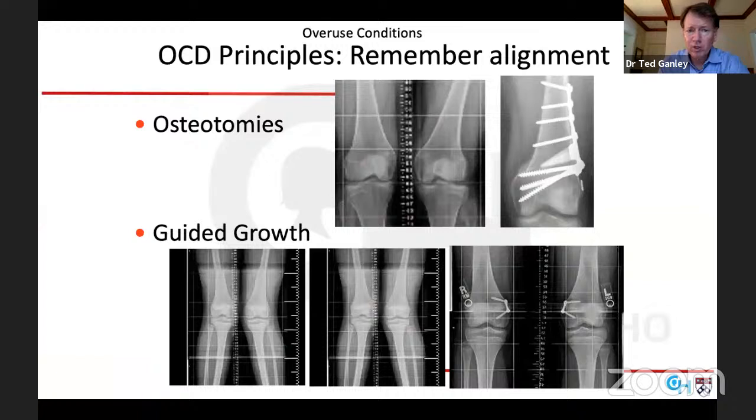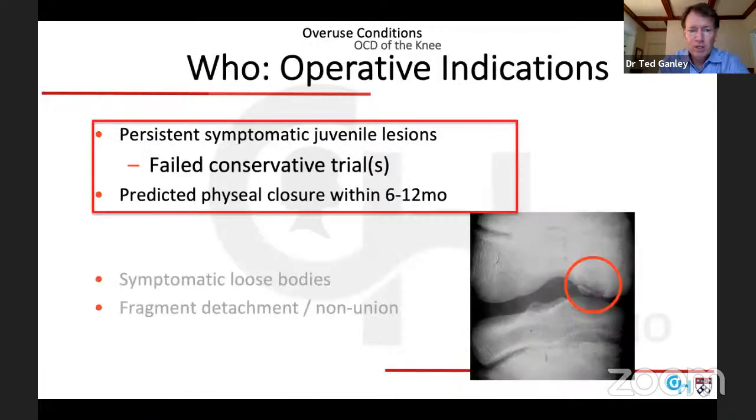OCD principles: remember alignment, osteotomies for those with closed growth plates, and guided growth for those with open growth plates can help offload the affected joints. And again, we address those patients operatively when they're symptomatic juvenile lesions that have failed a conservative trial, or those that are predicted to have physeal closure within 6 to 12 months.